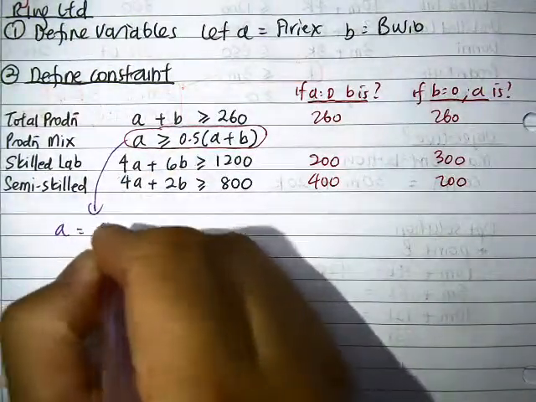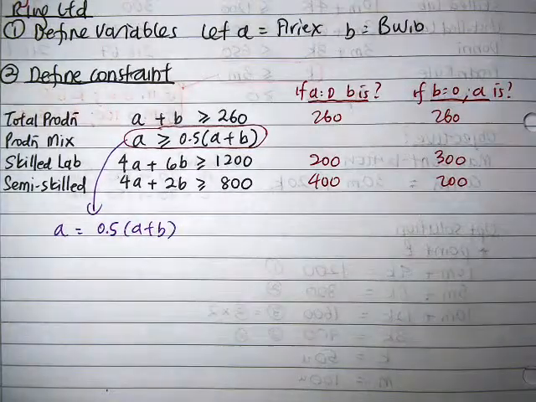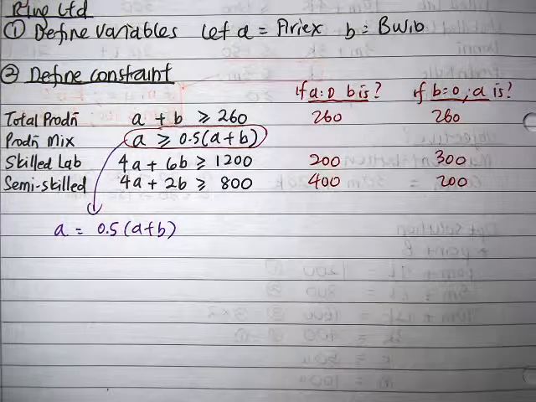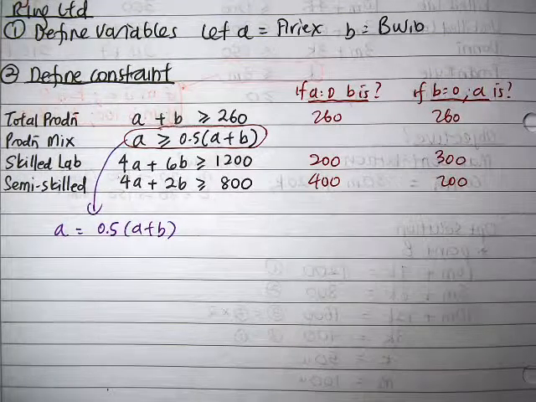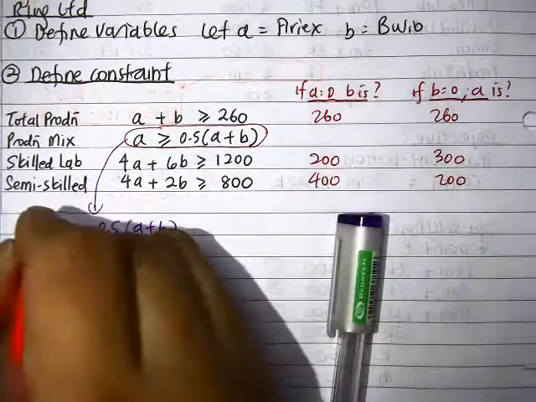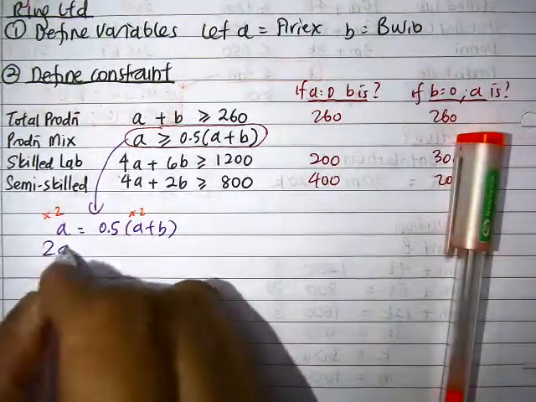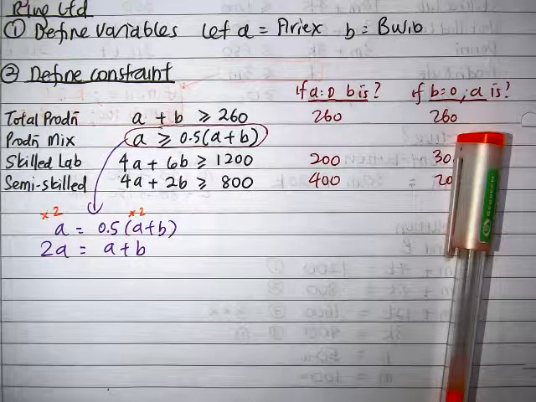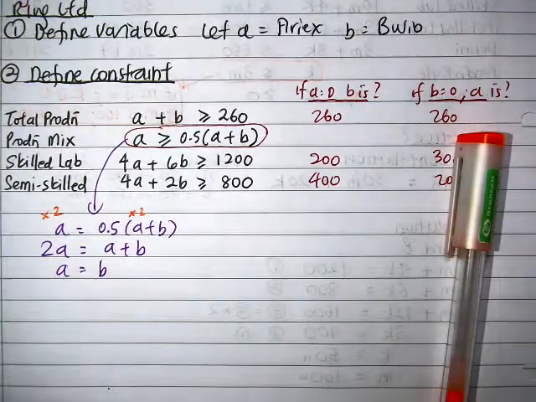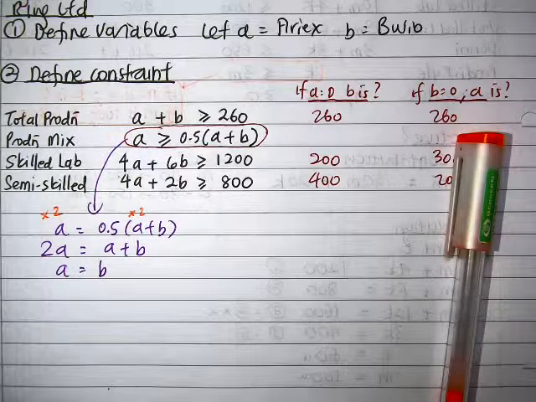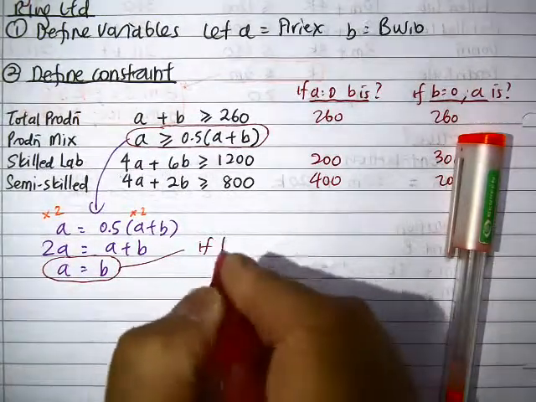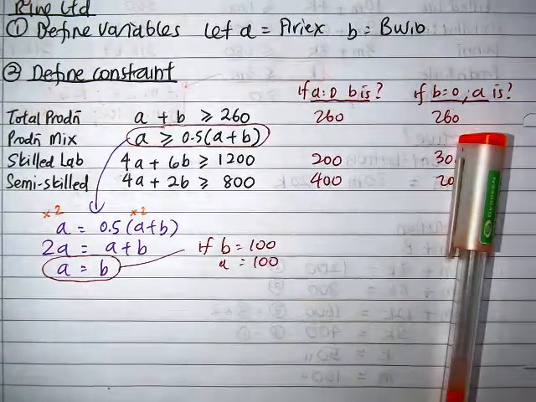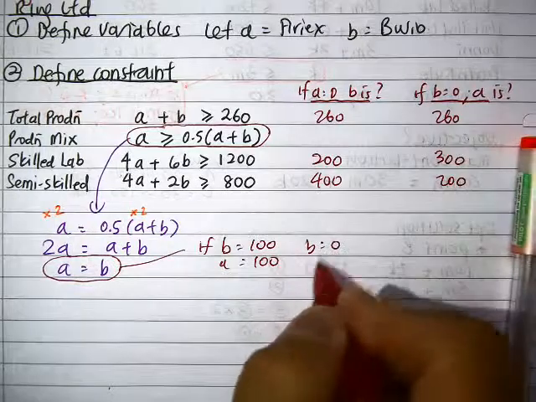If A equals 0.5 of A plus B, one way of how you solve it is you can take away the 0.5 by times 2. So if you times 2, then you times 2 here, then 2A equals A plus B. So the 0.5 disappears. So if 2A equals A plus B, then 2A minus A, so A equals B. So if A equals B, then what you draw is very simple. If B is 100, A is 100. If B is 0, A is 0.